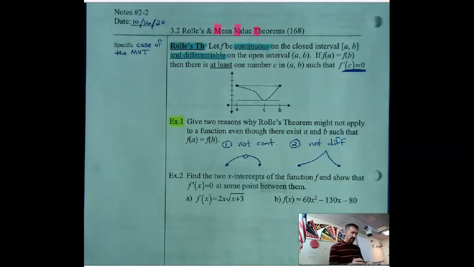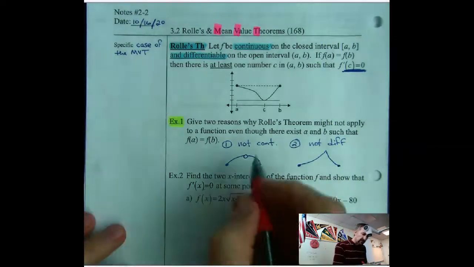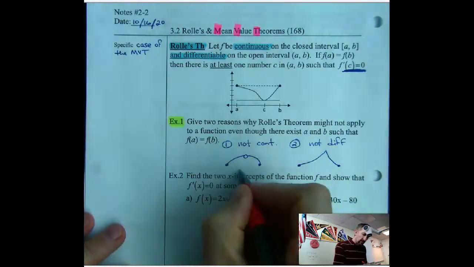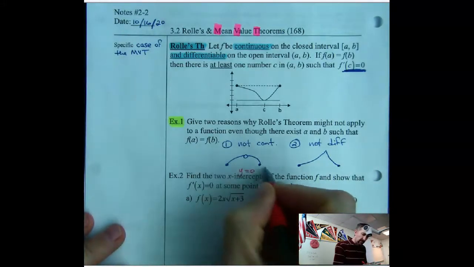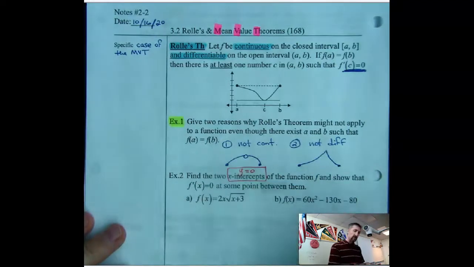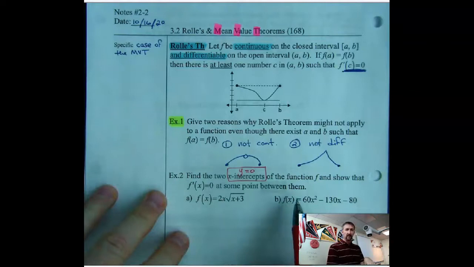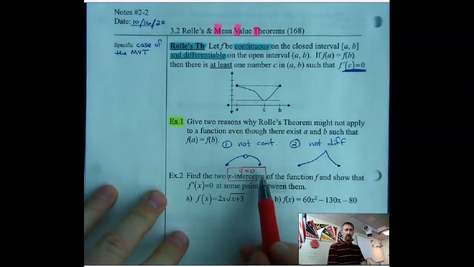So let's see what we have here. This is telling us find 2 x-intercepts of the function. Remember, that's where y equals 0. X-intercepts where y equals 0. And show that the derivative has to equal 0 at some point in between them, in between the 2 x-intercepts.